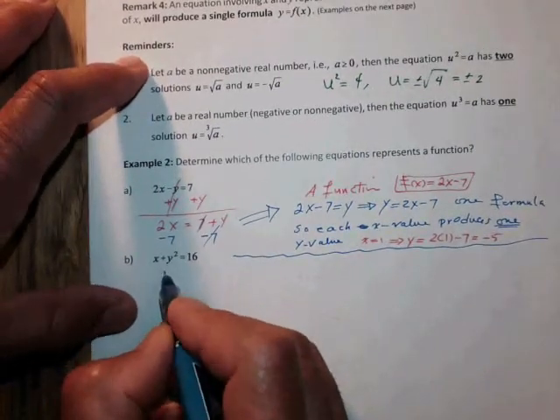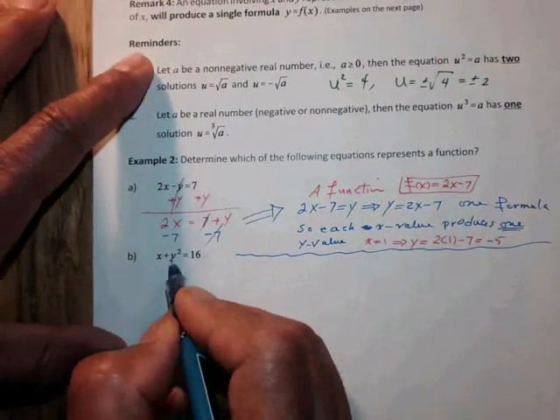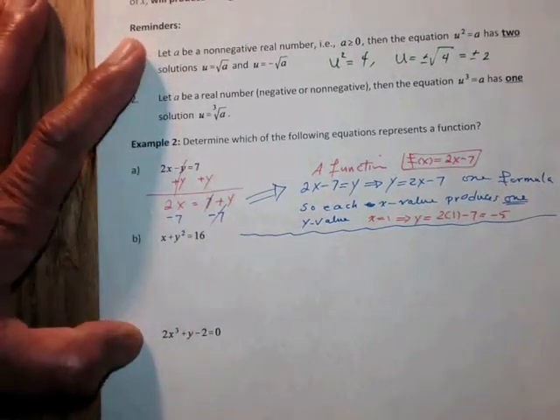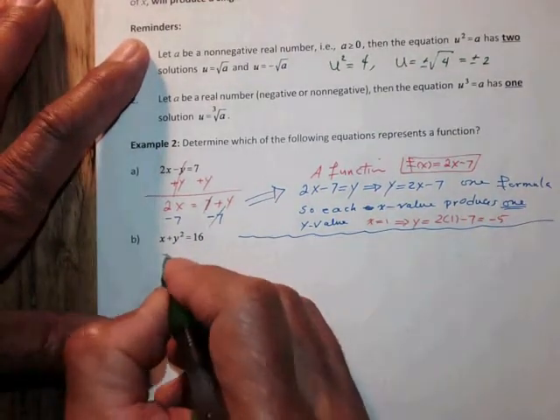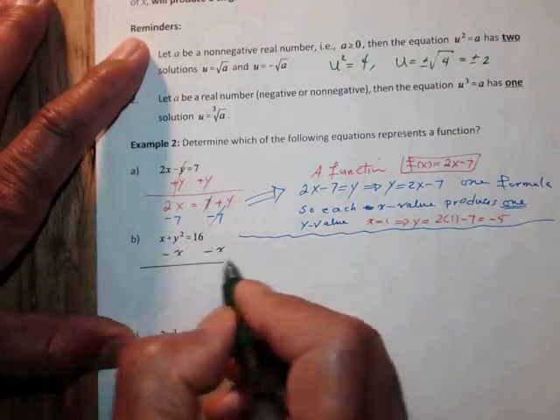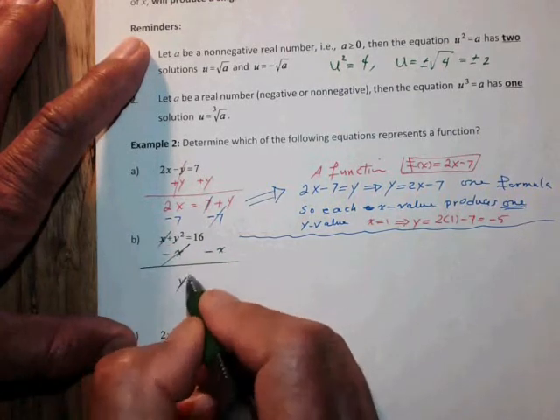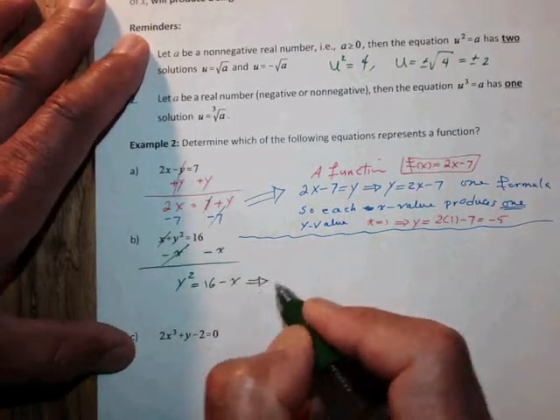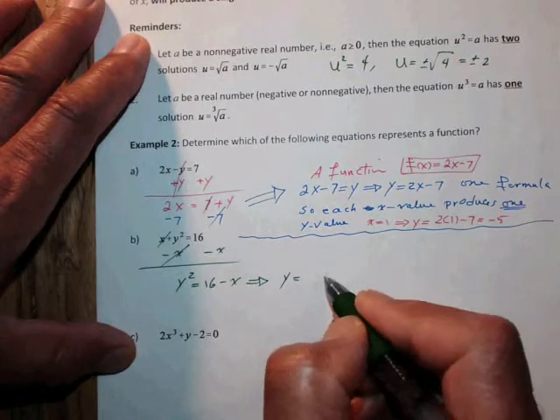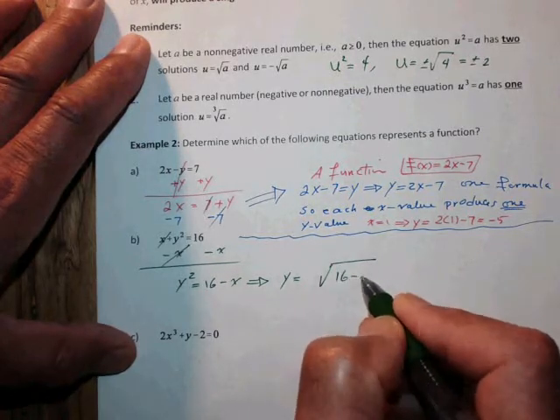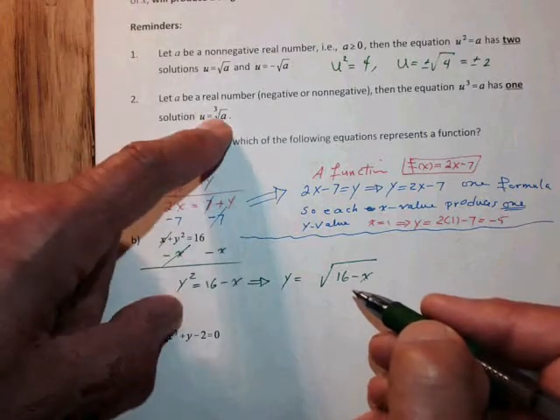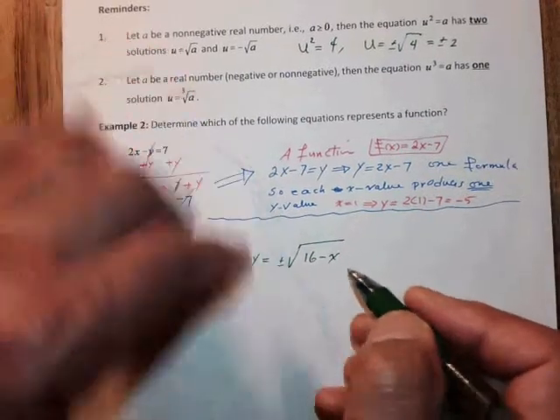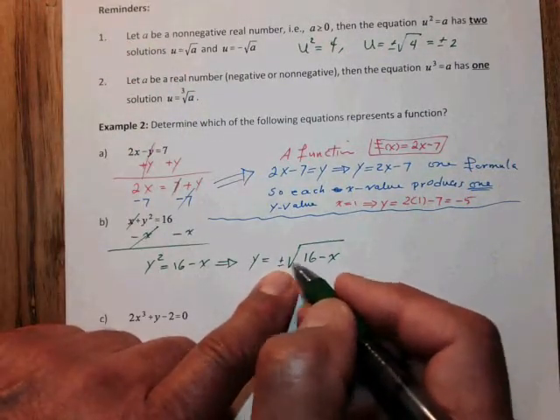We have x plus y squared equal to 16. In order to get y by itself, I subtract x from both sides. This x cancels this x. We get y squared equal to 16 minus x. Then you take the square root of both sides. You get y equal to the square root of 16 minus x. As I explained above, when you take the square root, you get plus and minus. So clearly, I get two values every time I choose an x value.